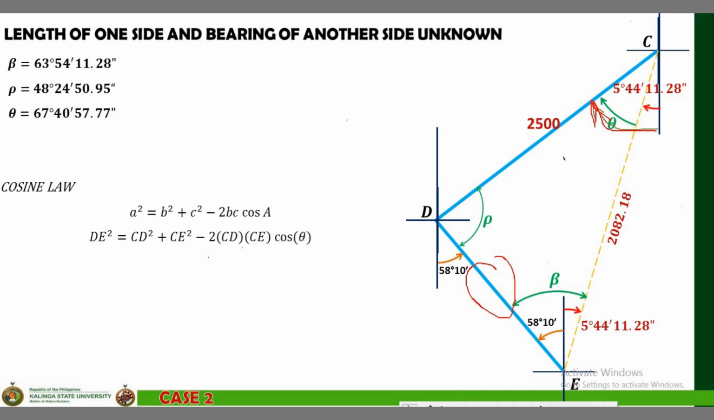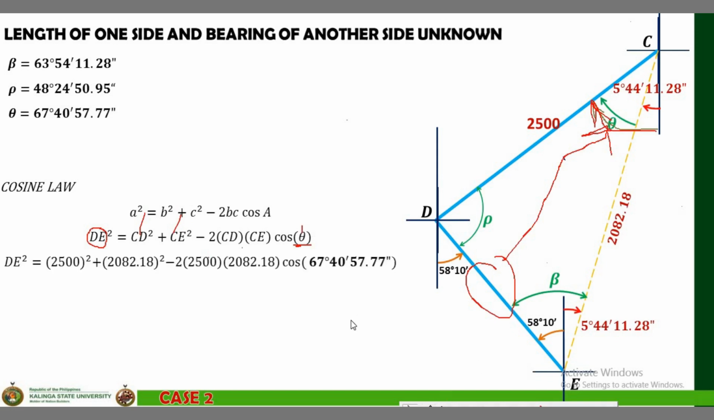Now, you have to take note, kung yung side dito, dapat yung angle na i-consider mo, yung opposite niya. So, since DE, ang opposite ni DE ay si theta. Kaya, dapat si theta ang nandito. Yan. Since meron na akong value ni CD, may value na rin ako ni CE, may value na rin ako ni theta. Direct substitution tayo. If you try to input this in your calculator, ang lalabas doon, DE is equal to 2,575.28 meters. Yan yung length ni DE.